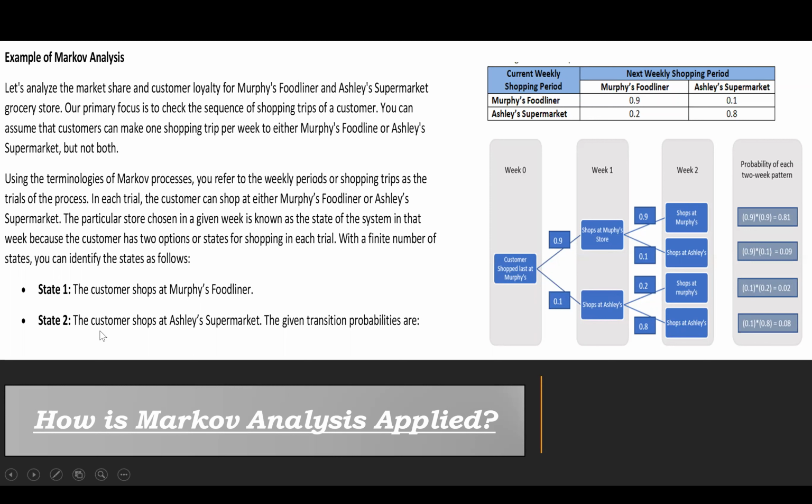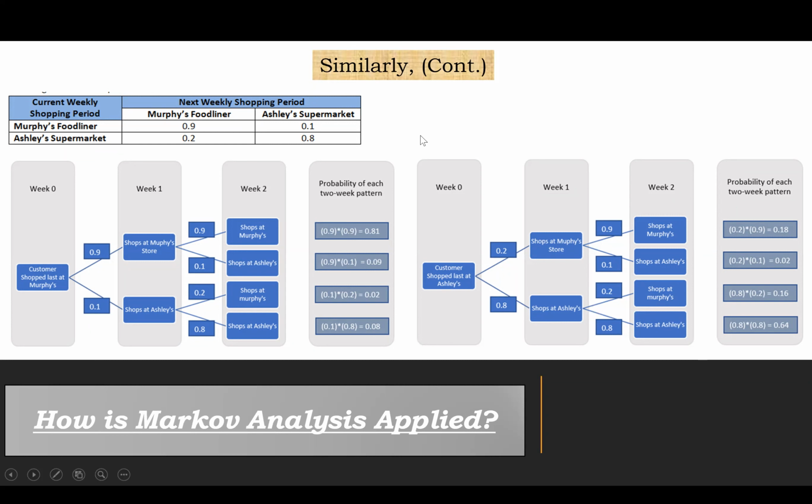Similarly, you can have the relevant information that is applicable for customers who last shopped at the supermarket. This is what is demonstrated here. It's allowing you to see the comparisons for both Murphy's Food Liner and Ashley Supermarket. If you're looking at this from a computation perspective, it has already gone through the application, for example, through a Markov analysis in Excel QM.